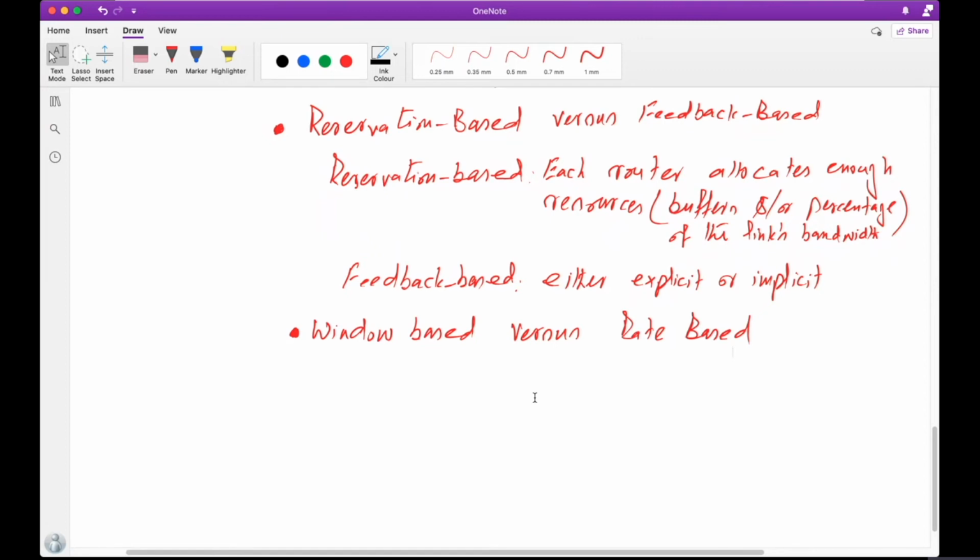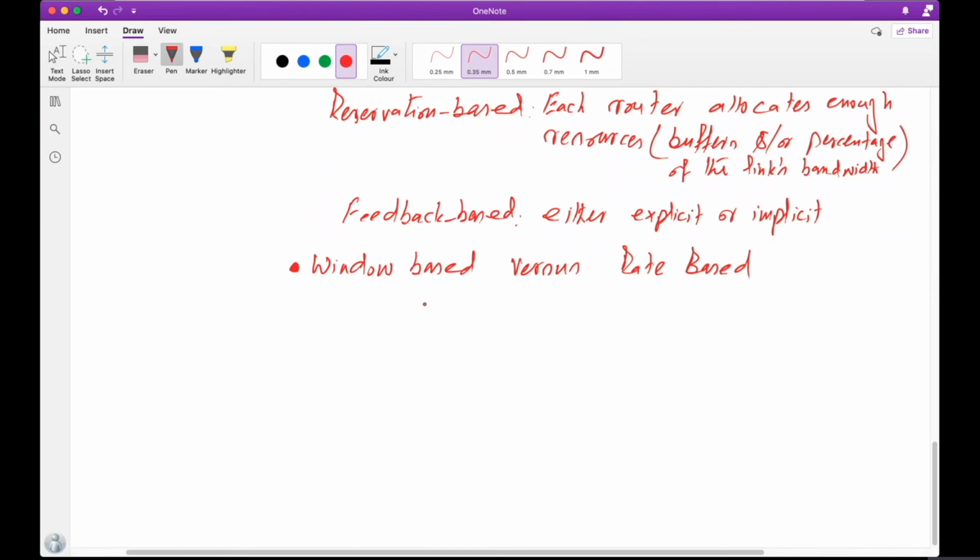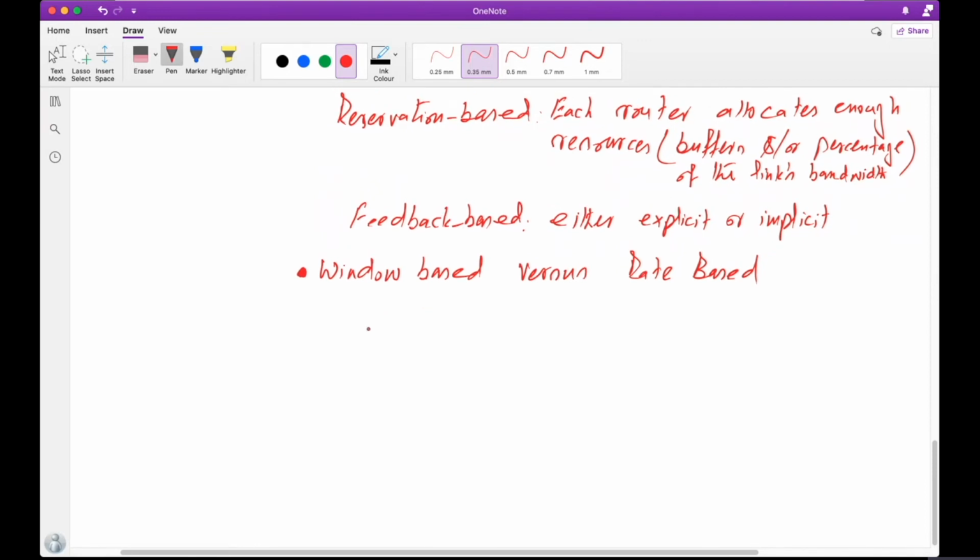So window-based we have already covered in the typical TCP end-to-end congestion control mechanism. By the way, the window-based we have already discussed in detail: a sender maintains a window that is based on the receiver's feedback or the receiver's buffer space, and based on this information about the network condition, a sender controls the sending rate, right? So what do you mean by this rate-based?